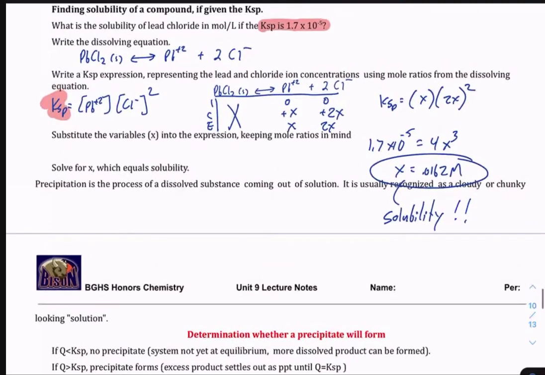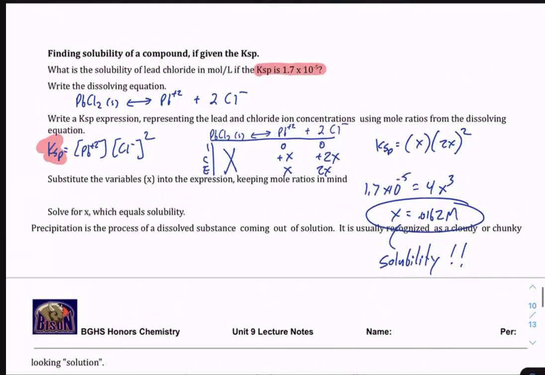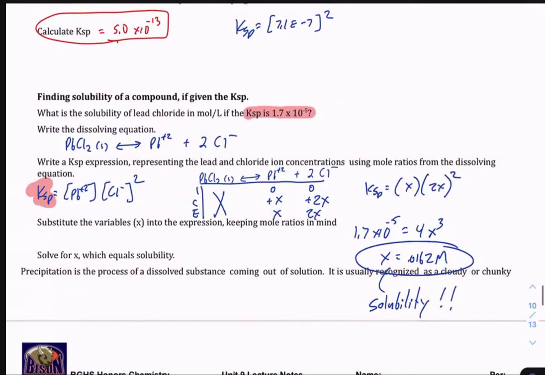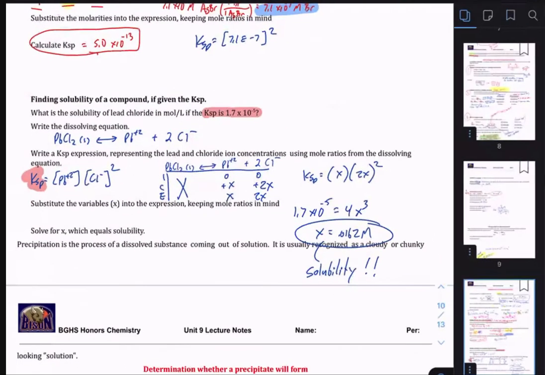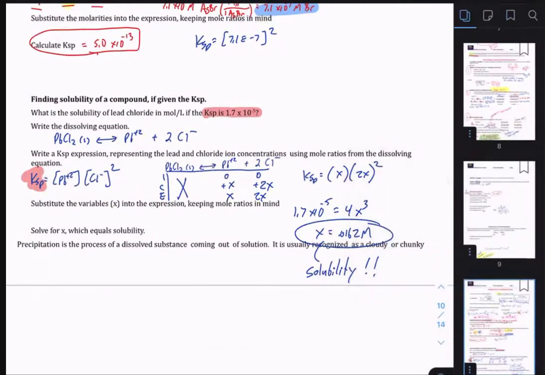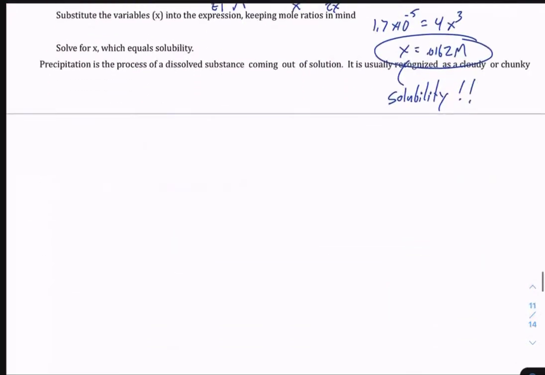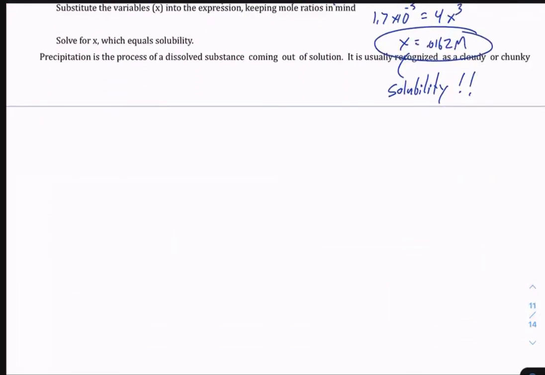Okay. I'm going to add a page here because I want to make sure we know how to do this before we do the last thing. So what I'm going to do is give you some more examples of both of those problem types. First, I'm going to make up a problem because I don't have solubilities all memorized in my head.